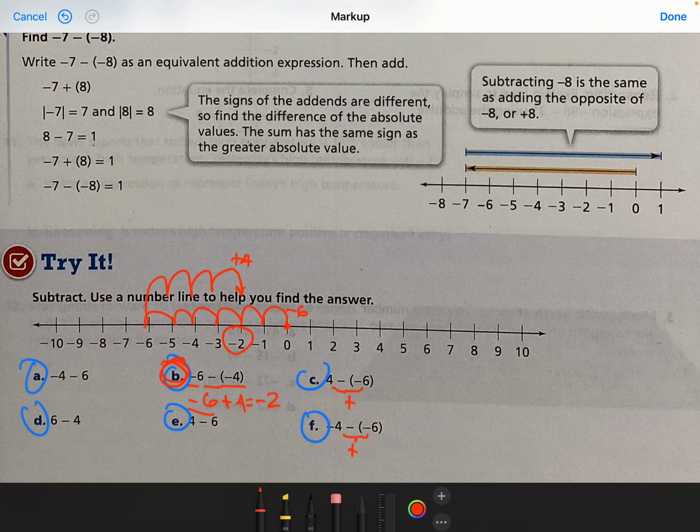Okay? All right. So the number line is optional. You may or may not use it, but please make sure you have all these 6 examples worked out for the stamp in the future.